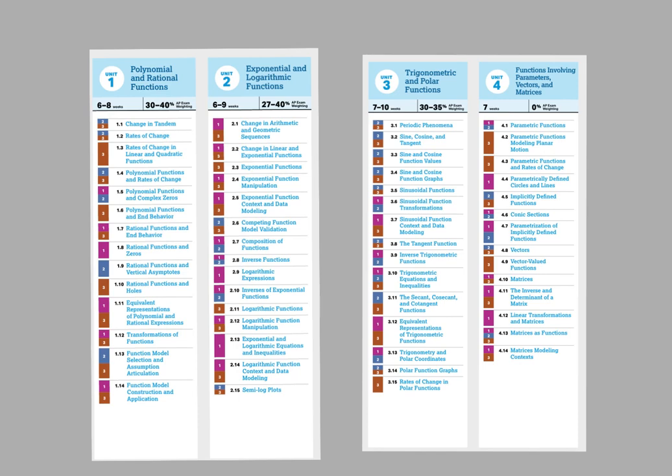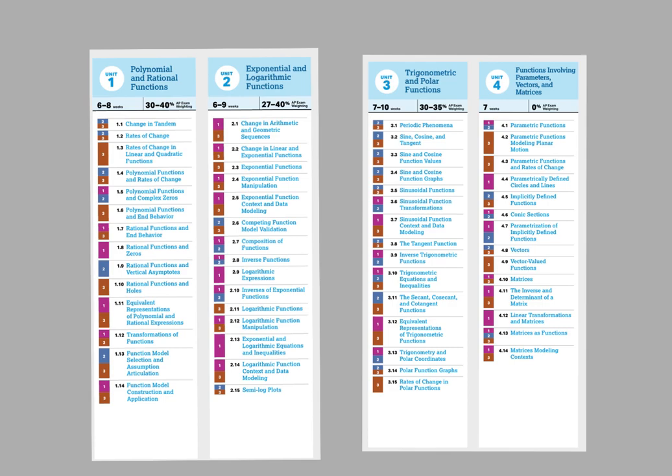So this is, I screenshot the two. These are in your general, like the packet on Canvas that's underneath the AP information. These are the 4 units that the goal is to cover this year. The first 3 will be on your AP test.